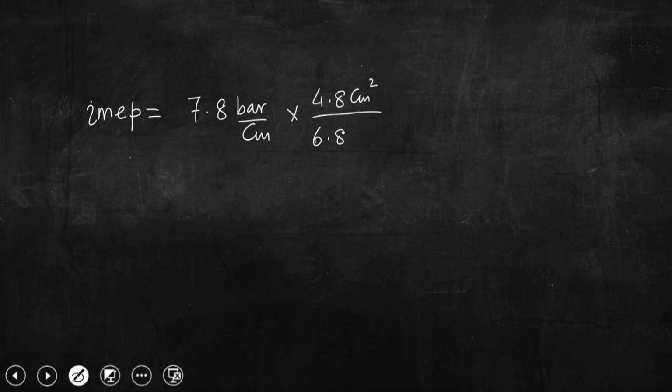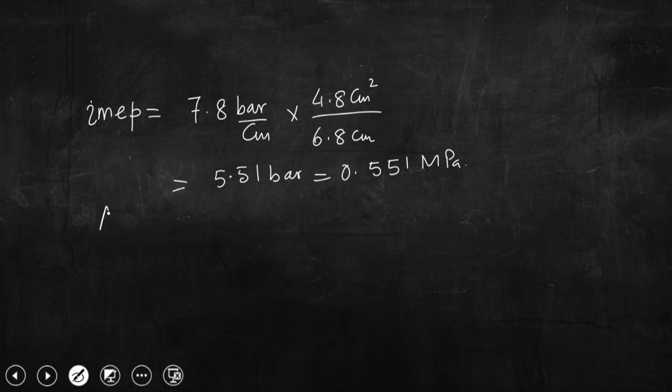So, if we calculate indicated mean effective pressure for this particular problem, K is 7.8 bar per centimeter into area 4.8 centimeter square divided by 6.8 centimeter. If we do this, then essentially what we will be getting is 5.51 bar, that is equal to 0.551 megapascal. So, that is the indicated mean effective pressure.